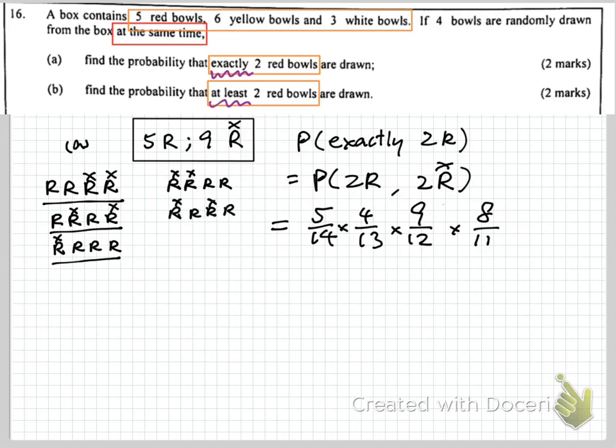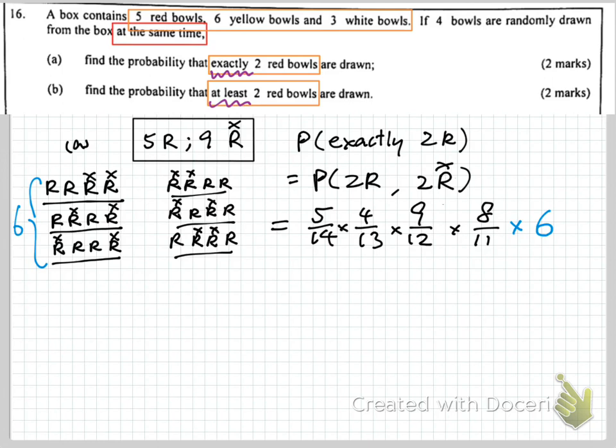And oh, I missed something. No, you can see it. And then we can have this. Is that everything? To put 2 reds and 2 non-reds in 4 bowls, we can have this. Altogether there are 6 of them. Let's multiply by 6. Now I just did it with manual counting.